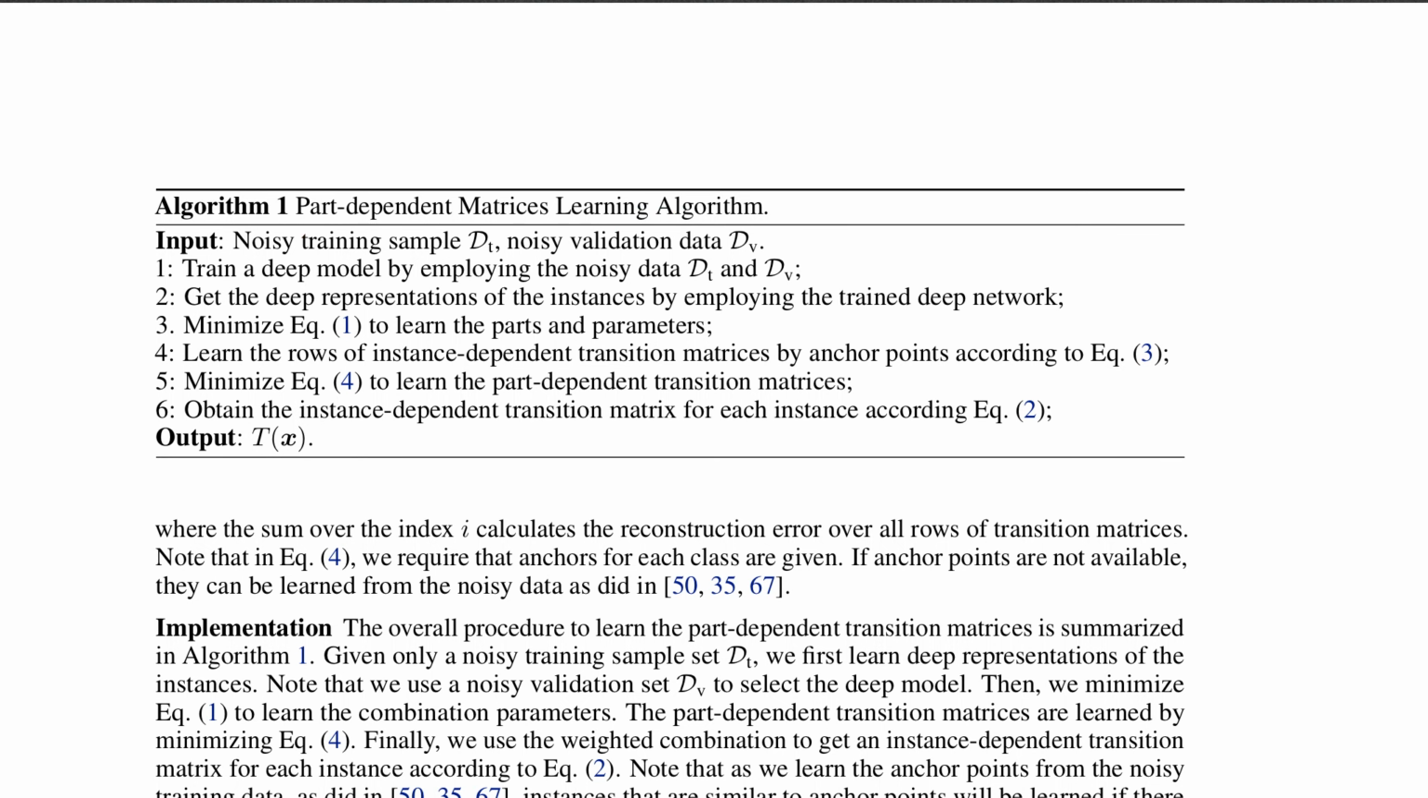The algorithm for part-dependent matrix learning is also shown here. So you have a noisy training sample and you have a noisy validation data. Step 1 is to train a deep model by using the noisy data and the noisy validation data. Step 2 is to get the deep representations. Step 3 is to minimize equation 1 and use that to learn the parts and parameters. And then 4 is to learn the rows of this instance-dependent transition matrix by using anchor points according to the last equation, and then minimizing the objective function in equation 4 of this paper to learn the part-dependent transition matrices, which eventually leads to having the instance-dependent transition matrix for each instance.